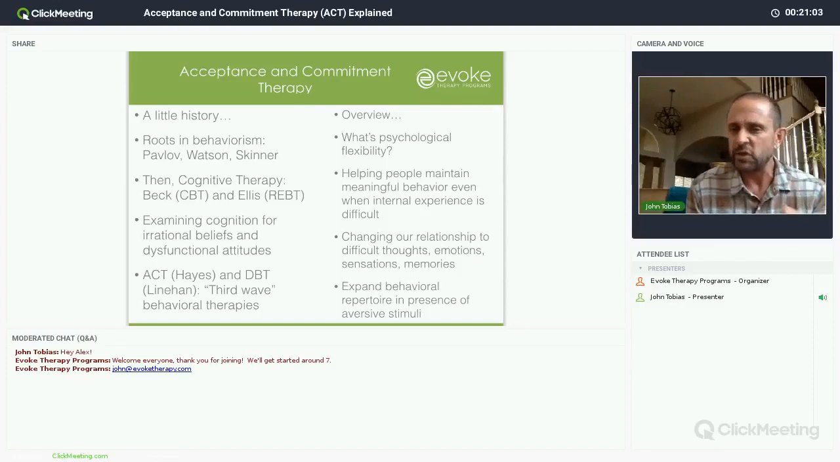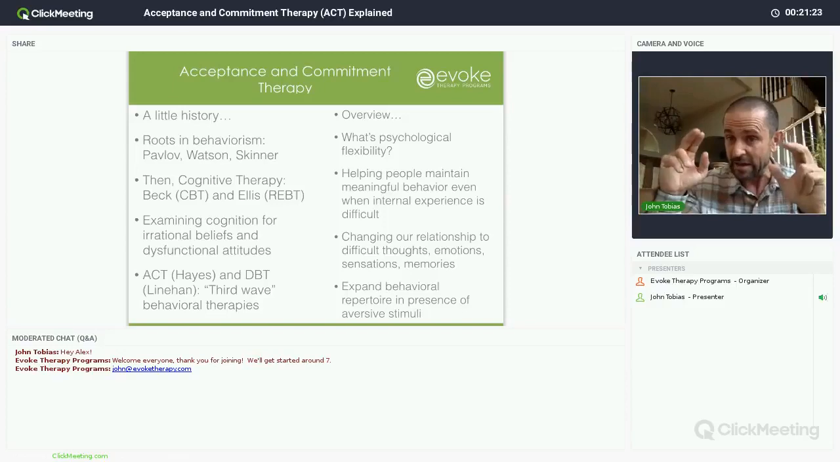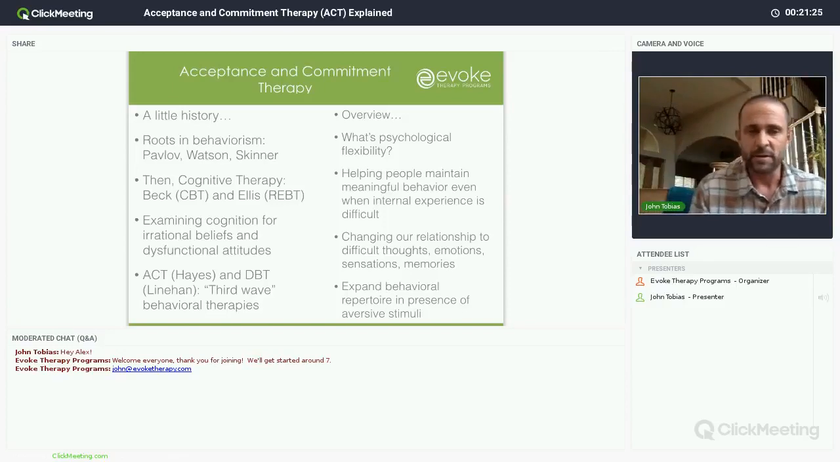But instead of focusing on changing the internal experience itself, what we focus on is changing our relationship to it. And from the ACT perspective, that's really where our power lies, is in changing our relationship to the internal experience, not necessarily focusing on making my bad feelings go away.